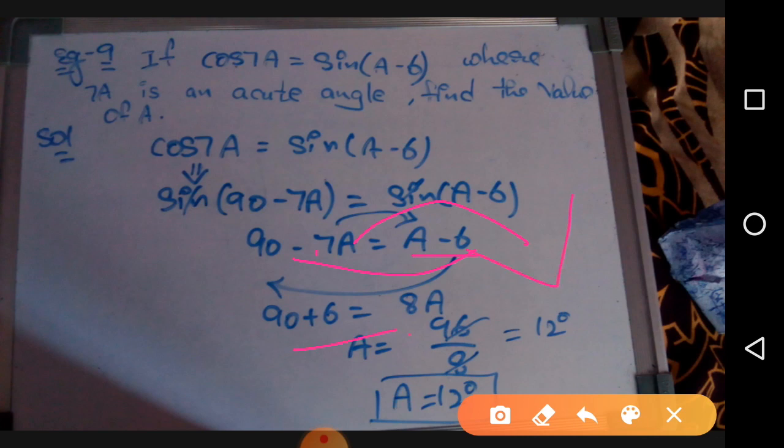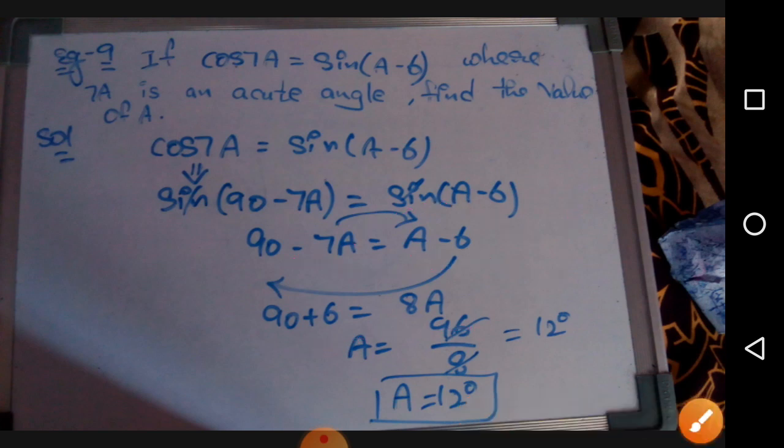Thus we are left with 90 plus 6 divided by 8a, and 8a is equal to 96. Thus a equals 96 by 8, and it is equal to 12. 8 twelves are 96. Thus the value of a is 12 degrees.